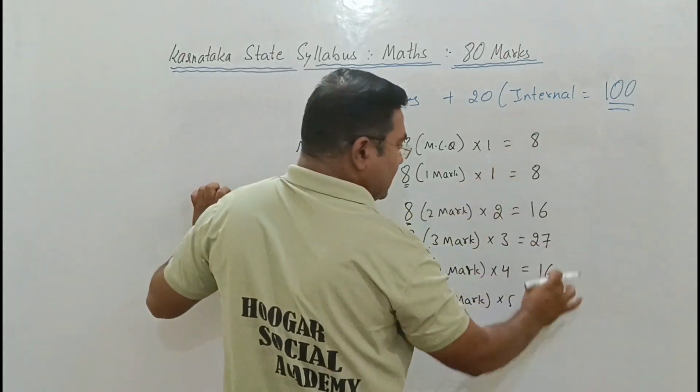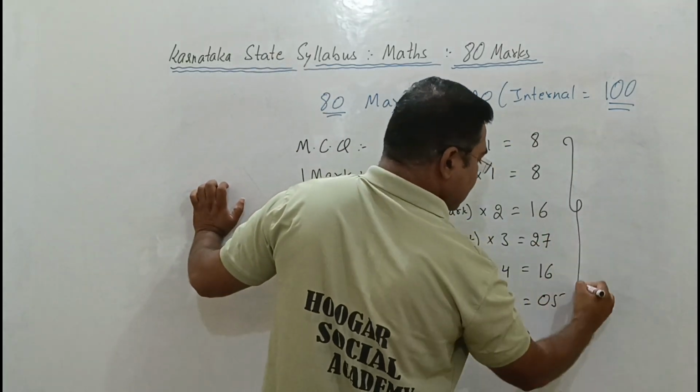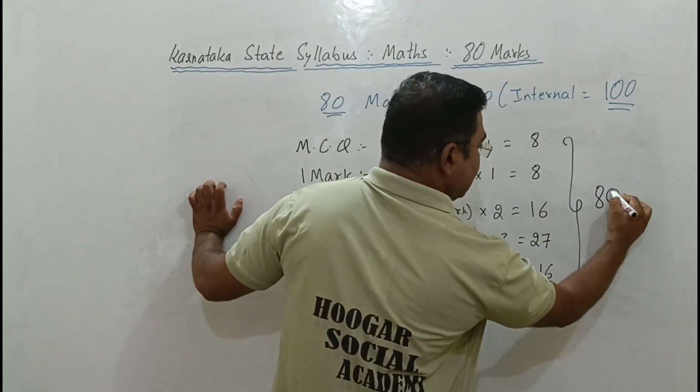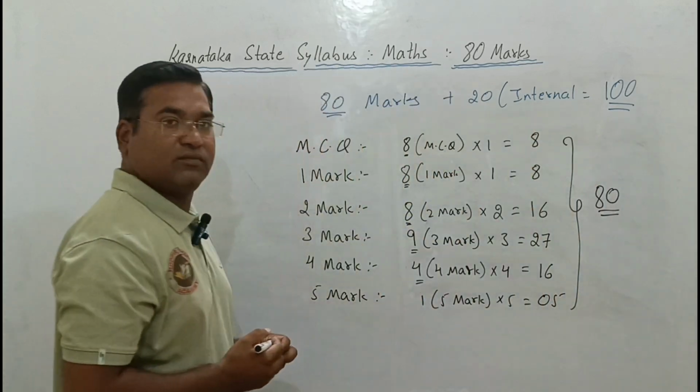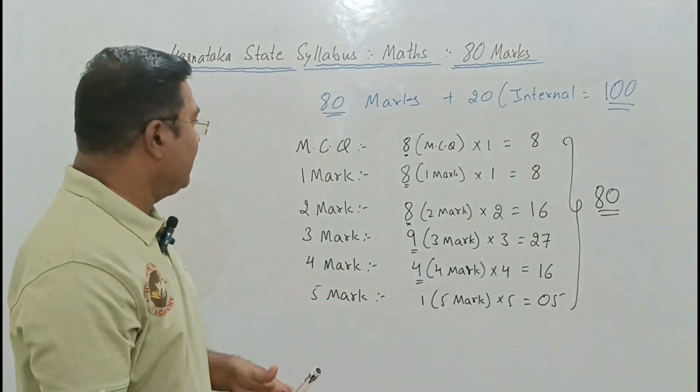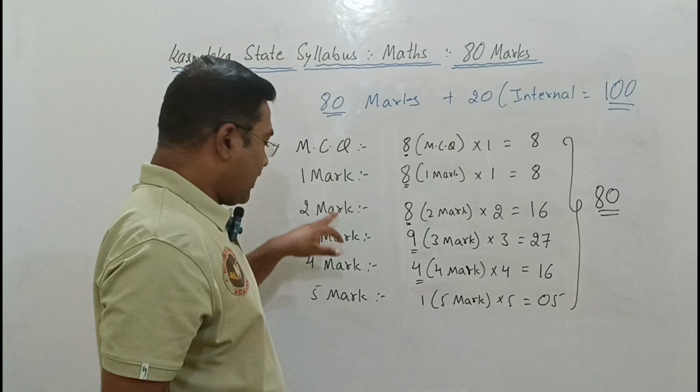Okay. And when we add them up, how much will we get? We will get 80 marks. Right? So again I will repeat.